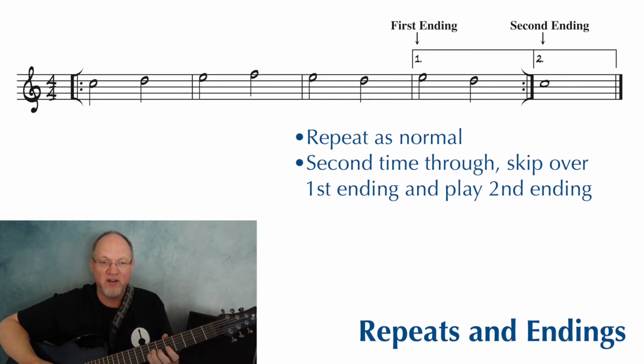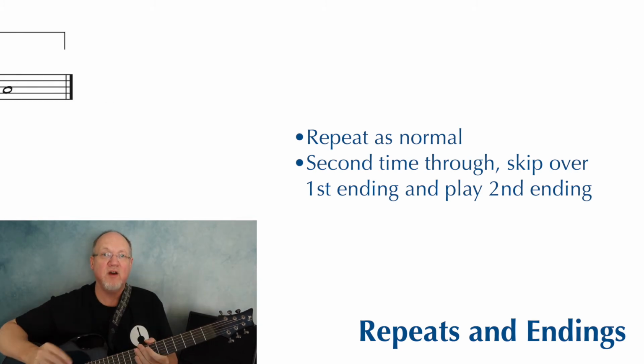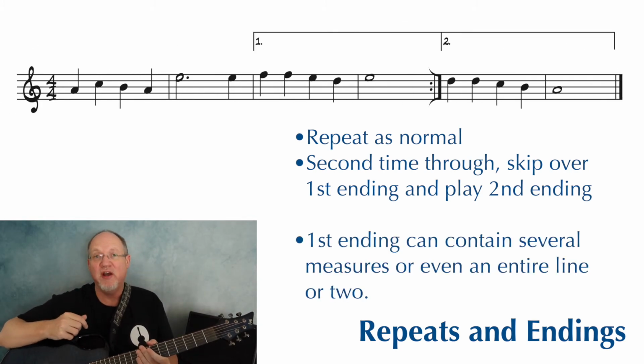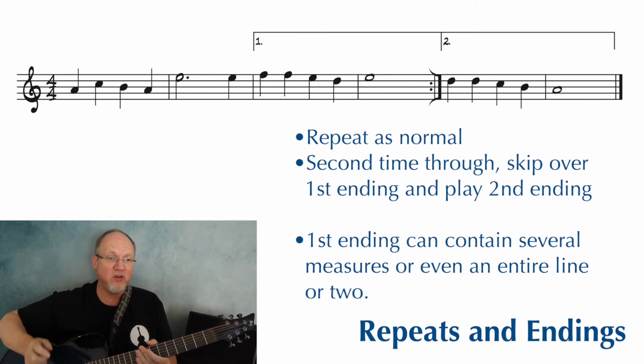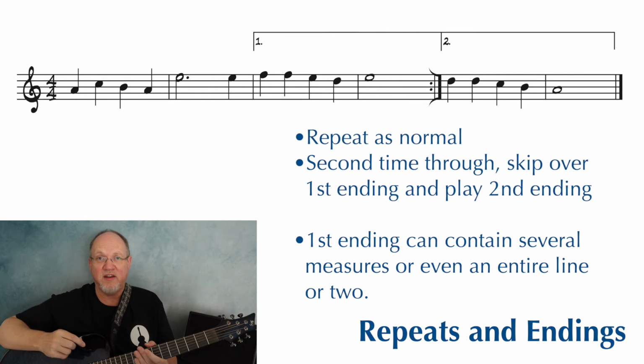Now we're at the first ending. There's a repeat, so we go back. Now right here, it's our second time through, so we skip the first ending and go to the second ending instead. A first ending can be more than one measure. In fact, a first ending could be an entire line or 2 of music, but the rule's always the same. You repeat the music, but the second time through, you skip the first ending and go to the second ending.